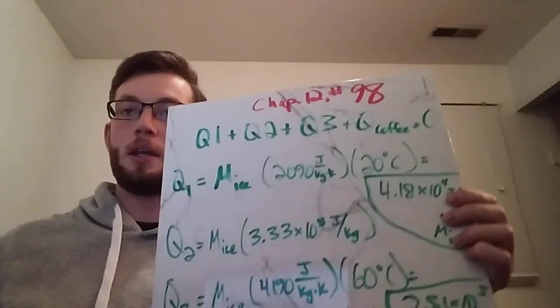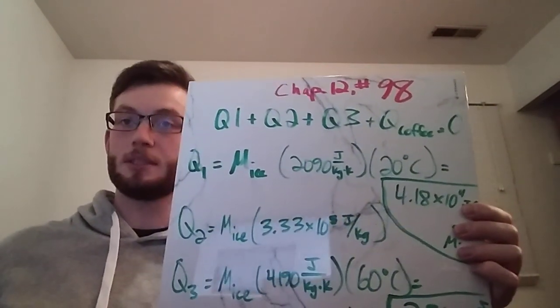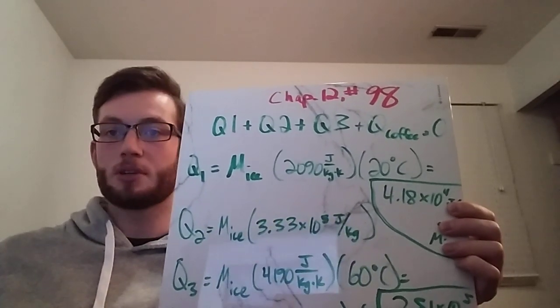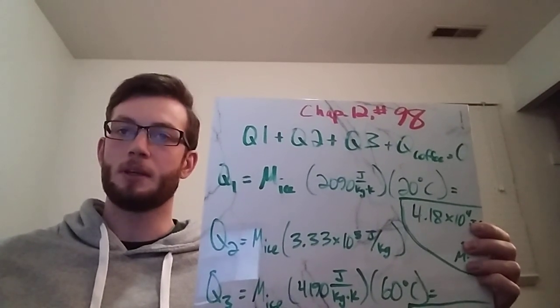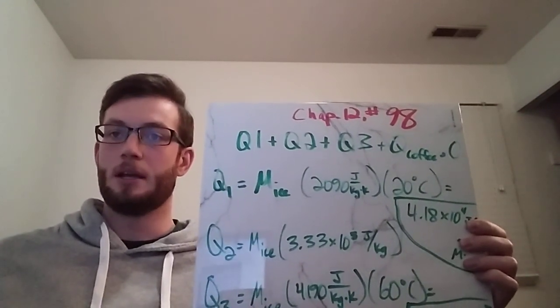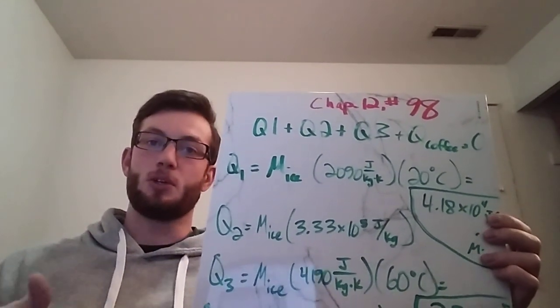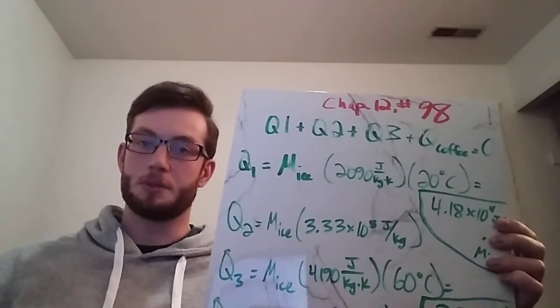So Q1 is when we're heating the ice from negative 20 degrees Celsius to 0 degrees Celsius. Q2 is when we're melting the ice, so it's not really changing temperature, it's just undergoing a phase change from solid to liquid. And then Q3 is when we're heating the water that was the ice from 0 degrees Celsius to 60 degrees Celsius. And then Q coffee is just the change in temperature that the coffee undergoes.